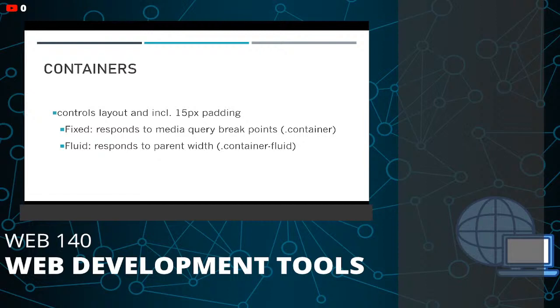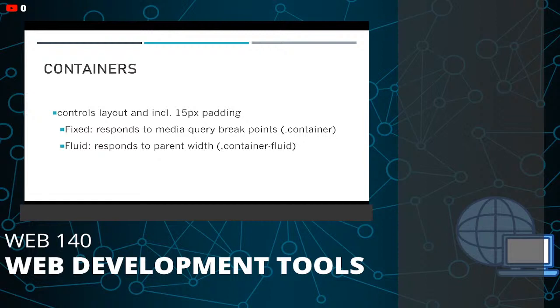And one of the things that we can see here that we didn't really talk about last time is that when we add one of these container classes, whether it is our fixed container, which is our dot container, or just regular old container class, or our fluid container, which is our container-fluid class, it adds a little bit of padding to the box. 15 pixels to be precise.